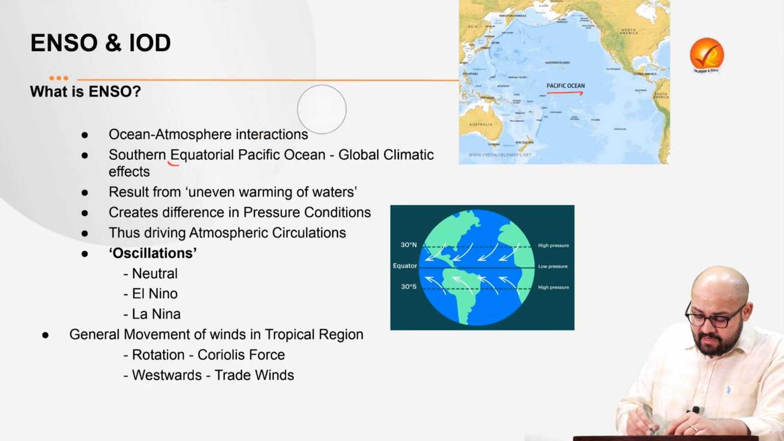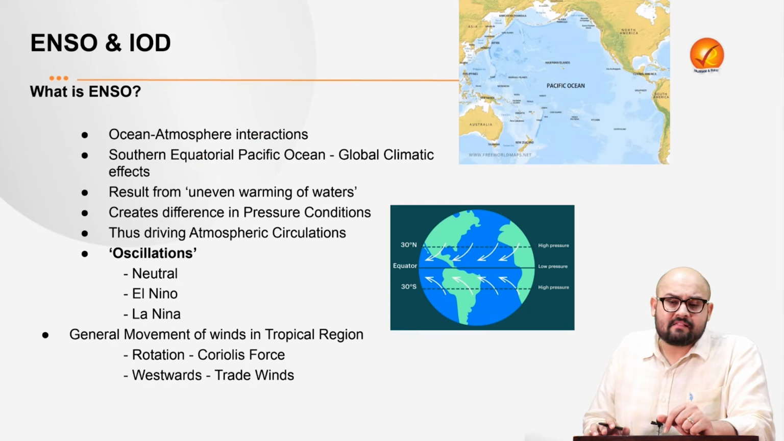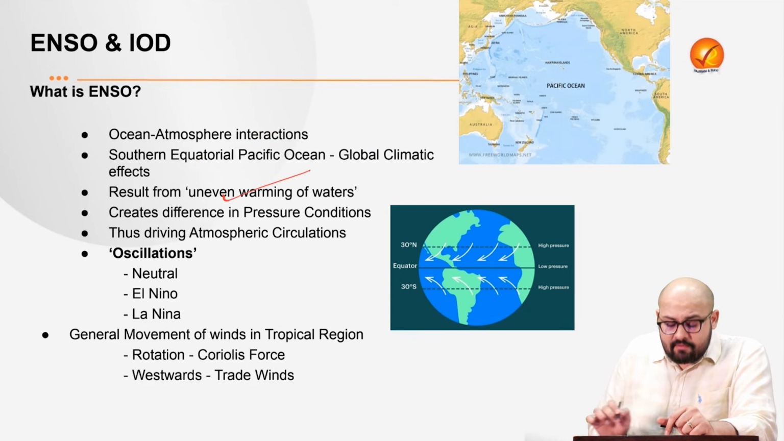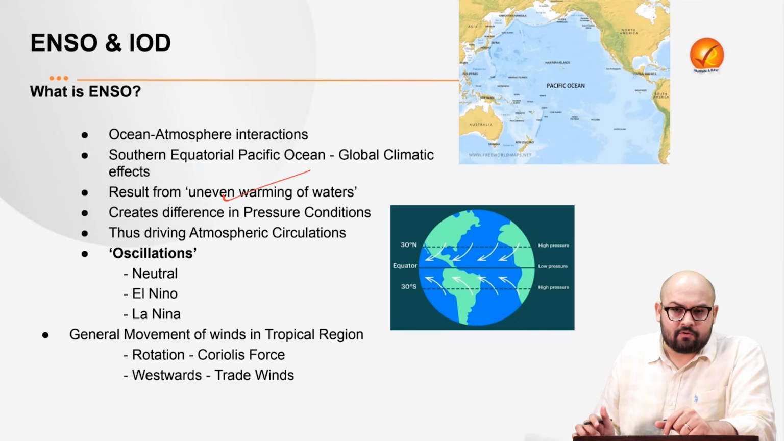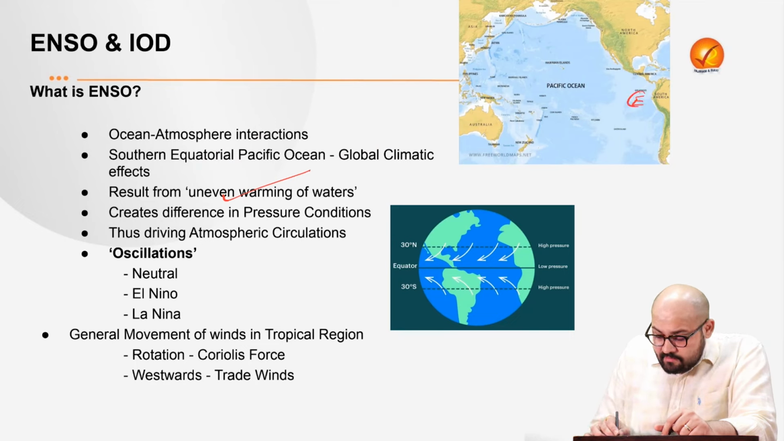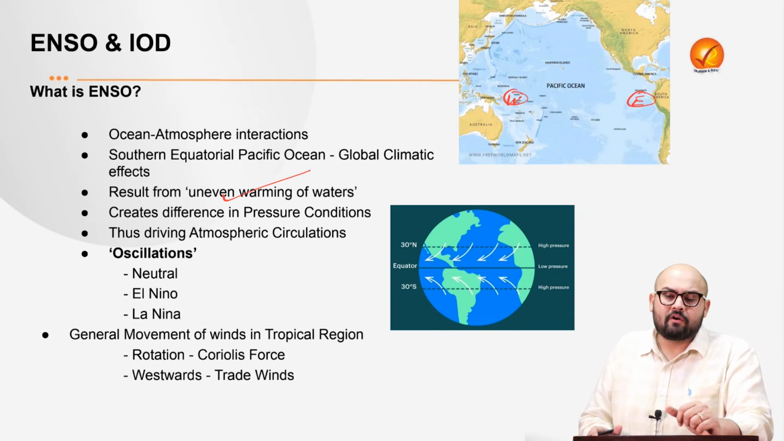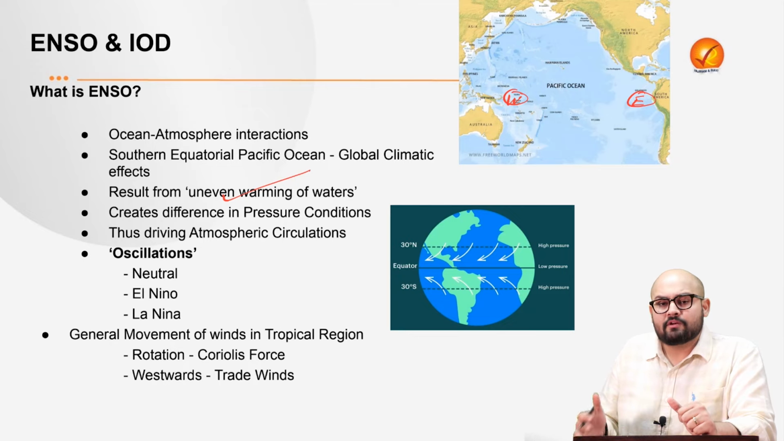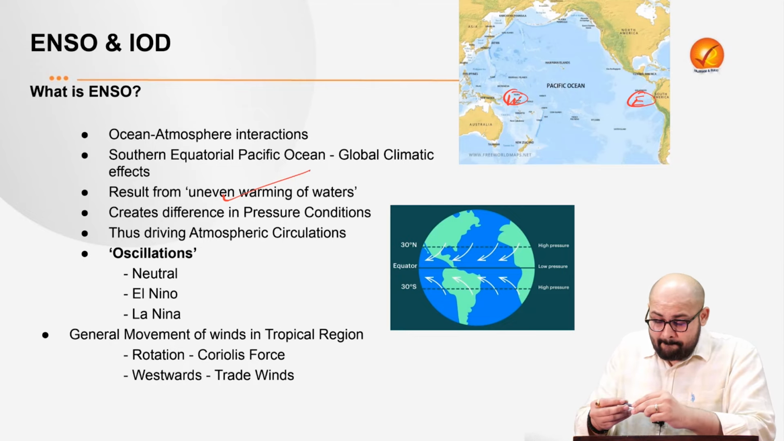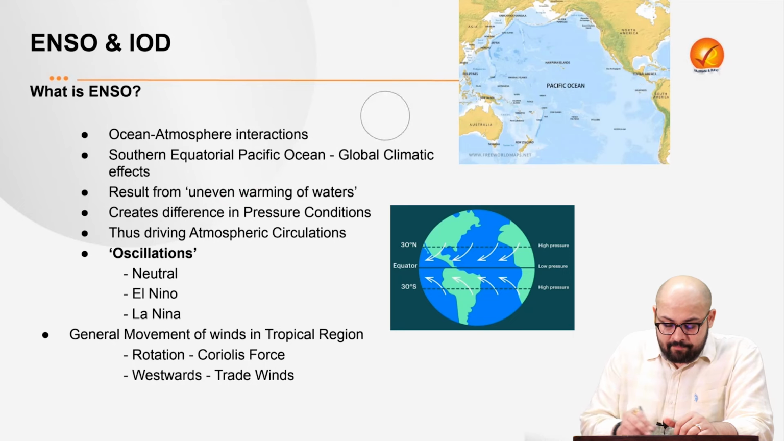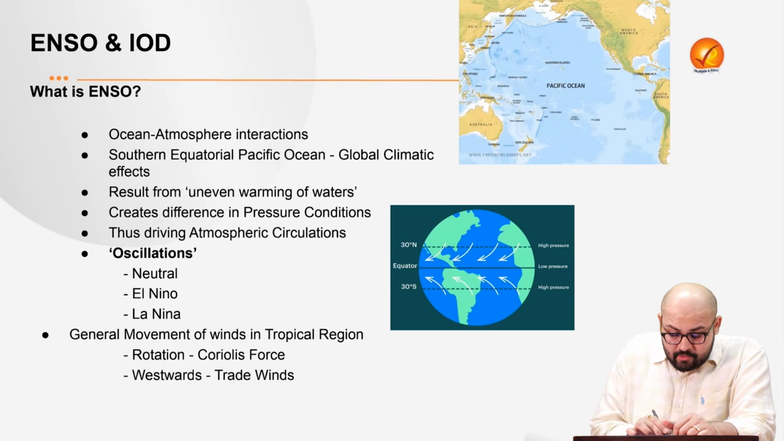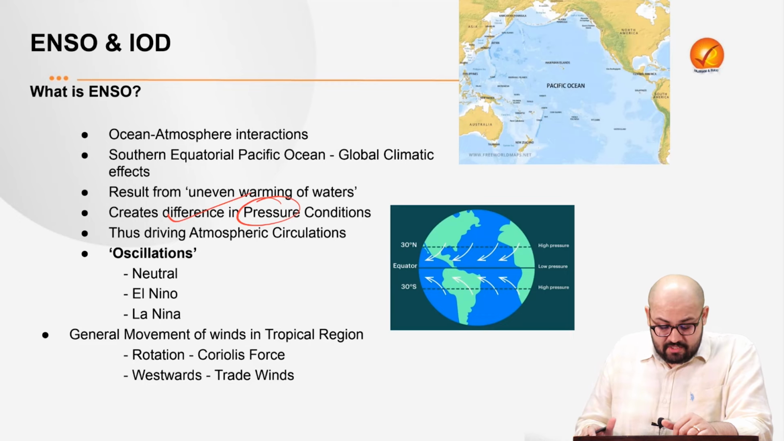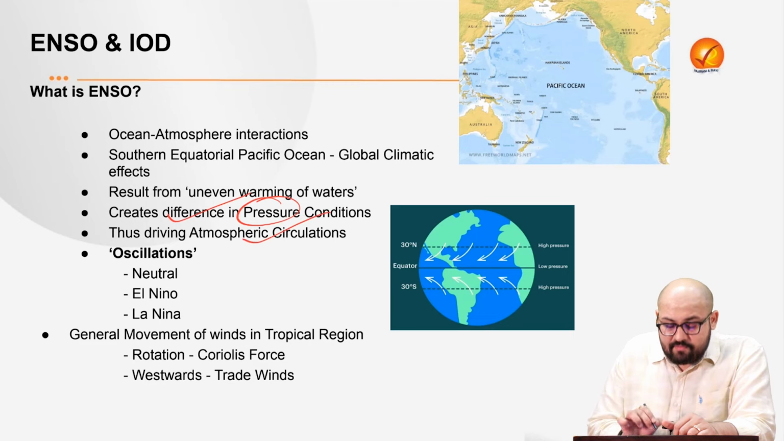Now, what does it result from? See, it is actually because of the uneven warming of waters on the ends of the Pacific Ocean. For example, we have here the eastern end of the Pacific Ocean, and here we have the western end. So we have the uneven warming of the sea surface, and that results in the formation of ENSO cycles. Once you have uneven warming, definitely there would be a temperature difference, and this temperature difference would lead to the creation of a pressure difference, right? Once you have the pressure difference, it thus drives the atmospheric circulation, right?